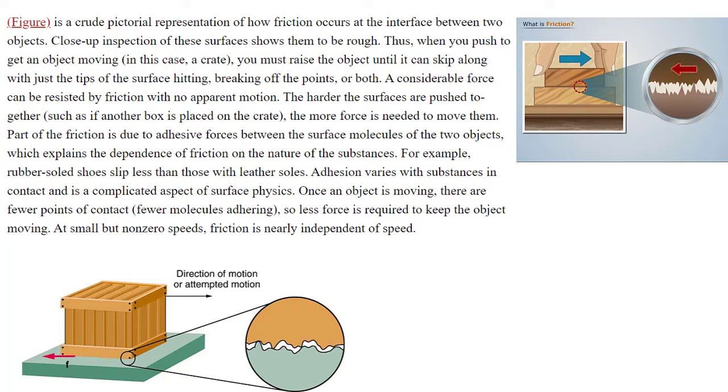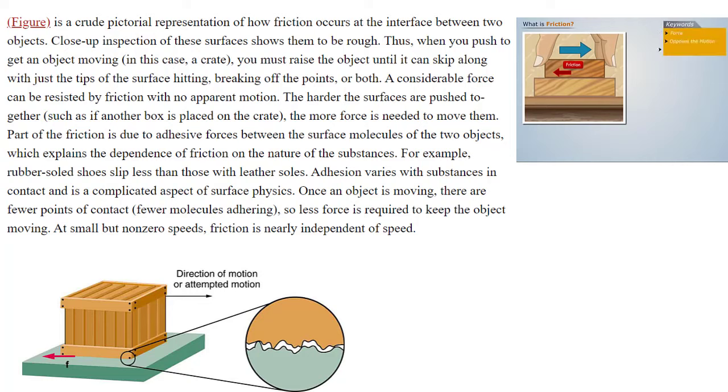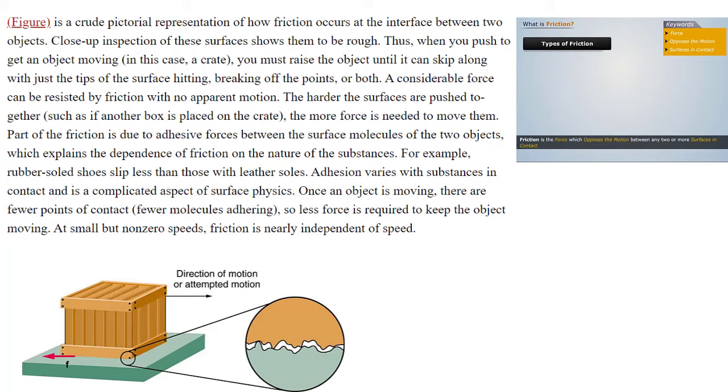Part of the friction is due to adhesive forces between the surface molecules of the two objects, which explains the dependence of friction on the nature of the substances. For example, rubber-soled shoes slip less than those with leather soles. Adhesion varies with substances in contact and is a complicated aspect of surface physics. Once an object is moving, there are fewer points of contact, fewer molecules adhering, so less force is required to keep the object moving. At small but non-zero speeds, friction is nearly independent of speed.